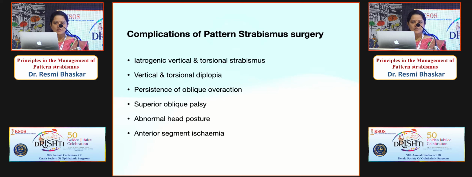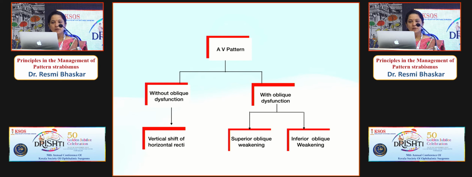Complications of pattern strabismus surgery as such: it can cause iatrogenic vertical and torsional strabismus and diplopia due to that. Persistence of overaction will be there sometimes. Superior oblique palsy if you do a superior oblique weakening. Abnormal head posture you induce due to the torsional strabismus, and anterior segment ischemia, and vertical can be, multiple vertical muscles are involved. This is an algorithm showing the A V pattern what we have told.